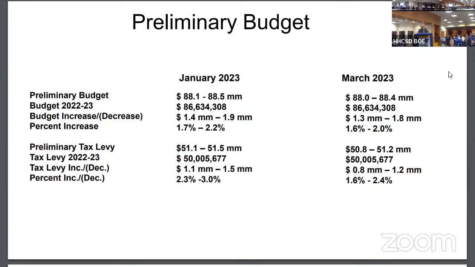The preliminary tax levy is still a moving target. Back in January, we thought it was going to be between 2.3 and 3%. Now it's between 1.6 and 2.4. But after some discussions with Dennis, that can come down a little bit more. So stay tuned, because the good news might still happen in the next couple of weeks.